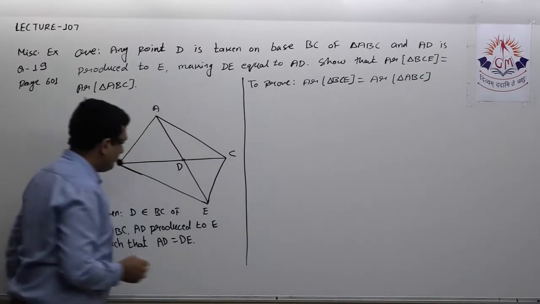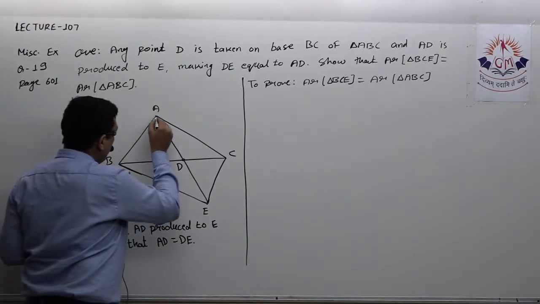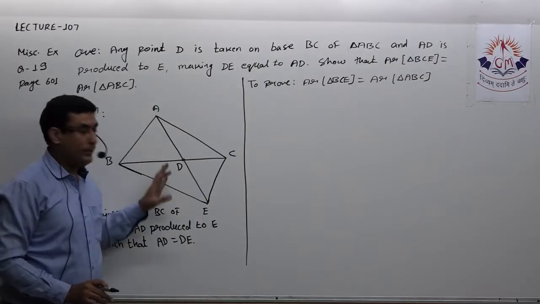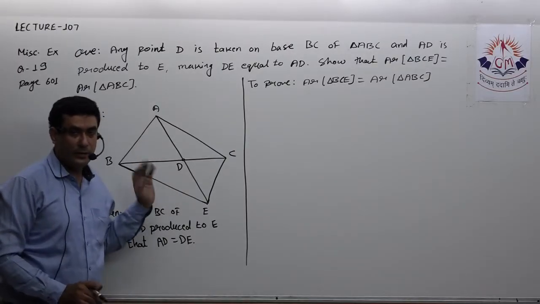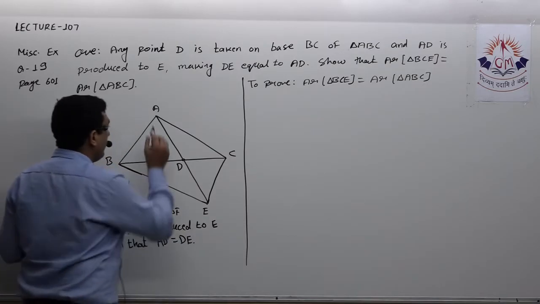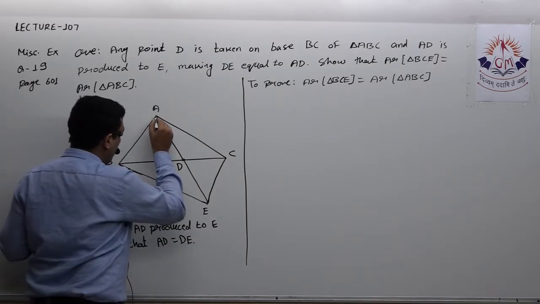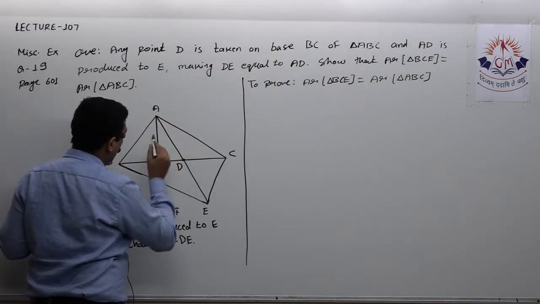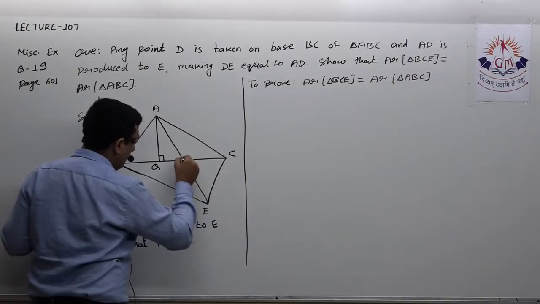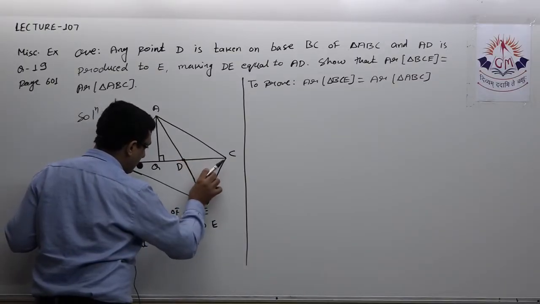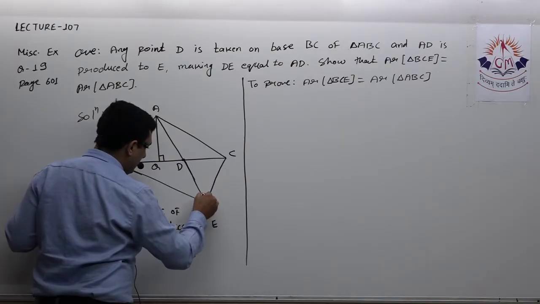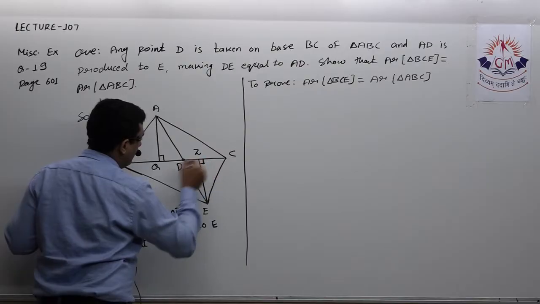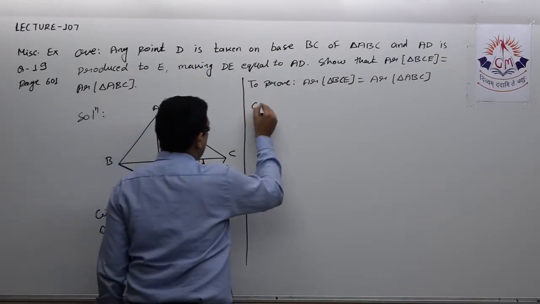Okay, so see how we'll prove. We have to see these two triangles have the same base. So if I am able to prove that their heights are the same, we can say their areas will be equal. For that I need their height, so I will draw AQ perpendicular to BC, and here I can say that EZ is perpendicular to BC. Okay, so that is the construction part.